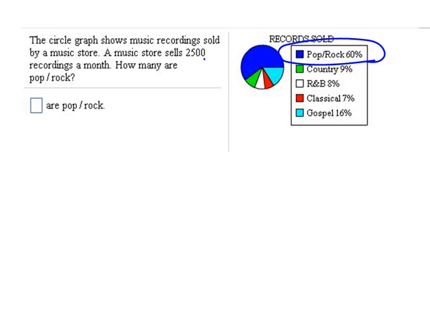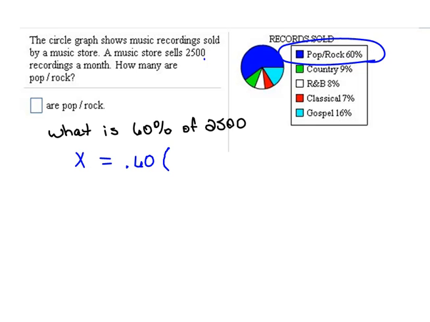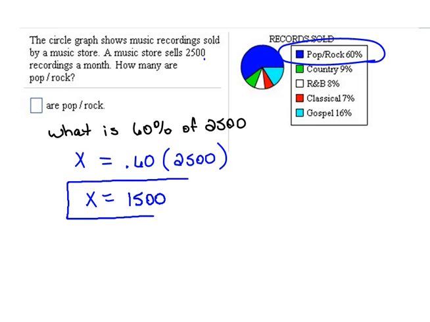So we need to restate what they're asking. They're asking, what is 60% of 2,500? We want to find out what is 60% of that number. So what is 60%, which we change to the decimal, of 2,500. Now it's just a matter of multiplying these two things together. When we multiply 0.60 times 2,500, we get 1,500. A little more than half of the 2,500, so that is a reasonable answer.